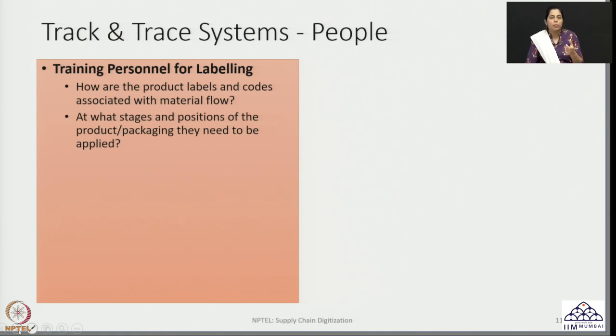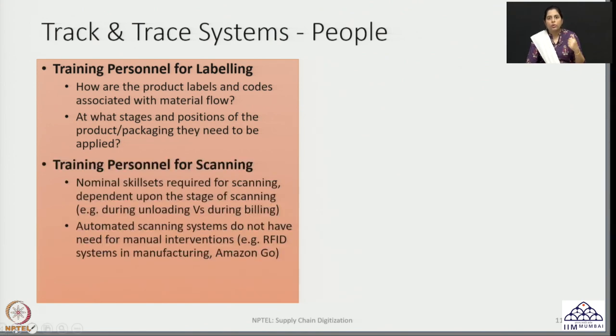This understanding the people need to have on the shop floor, or even their managers need to understand when they design the processes. So they need to be trained on these activities as to how often they should do the labeling, what is the information which is present in the label, and how they should interpret this information. And at what stages and positions these labelings need to be present. A label should not be made on the product or packaging such that it is completely inaccessible for scanning. So this requires some amount of training for the personnel, and they need to know how to do this.